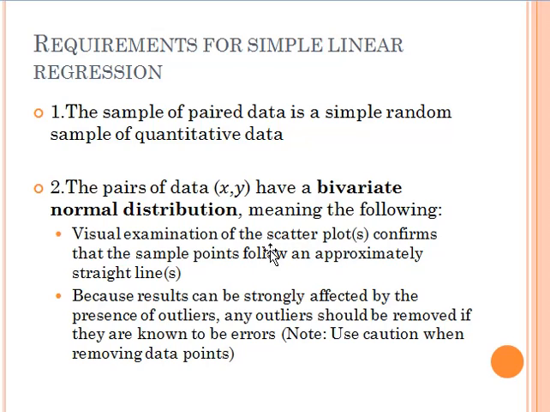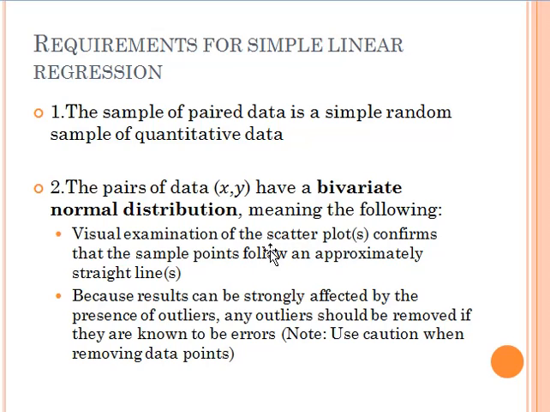So now let's have a look at the requirements of the simple regression equation, that is, the requirements which we need to fulfill if we want to apply simple linear regression to some problem. Number one requirement is that the sample of paired data is a simple random sample of quantitative data. So the number one condition is that the data should be quantitative, right? We should only be dealing with quantitative data, and we should have sampled paired data. So we have the data set in pairs, and all the samples of the quantitative data will occur in pairs.